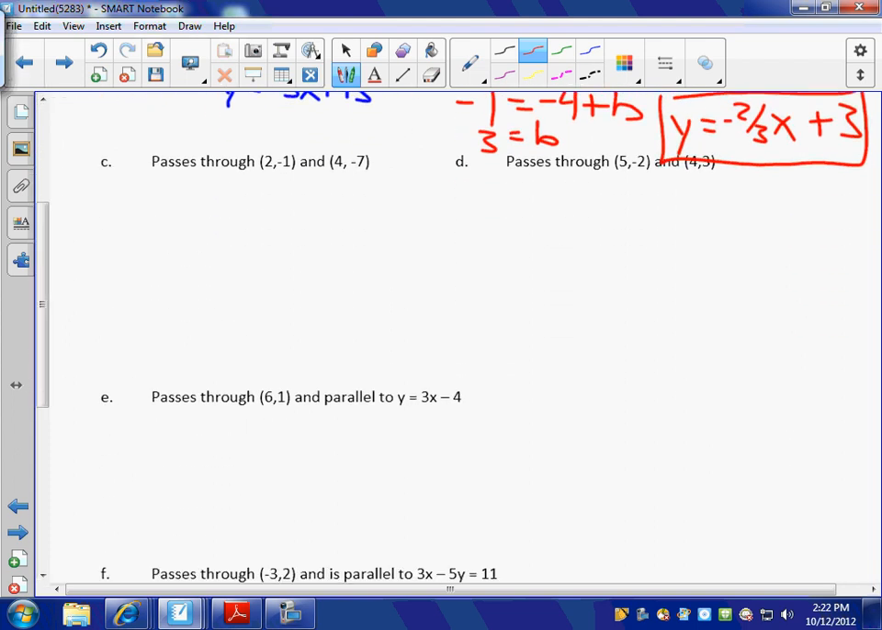Nice review. All right, now it passes through 2 points. I need 2 things in order to write an equation for a line. What are they? Slope and a point on my line. Which point on the line would you like to use? 2, negative 1. We'll use it. How do I find the slope? Good. I set up my slope formula. Y sub 2 minus y sub 1 over x sub 2 minus x sub 1. Negative 7 minus negative 1 is negative 6 divided by 4 minus 2. I'll get a negative 3.